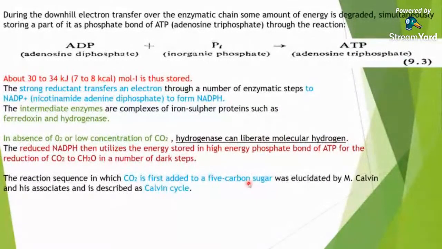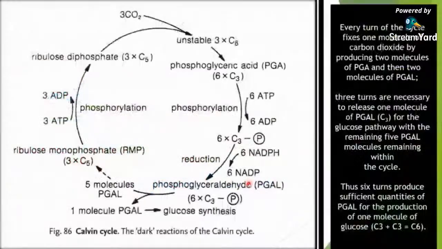Kelvin and his associates described this, and it is called the Kelvin cycle. Here we have seen the ribulose monophosphate combine with CO2 and form a 6-carbon unstable sugar, which then gets broken down into 6 molecules of C3, phosphoglyceric acid. That utilizes the ATP molecule and gets converted to diphosphoglyceric acid, which then undergoes reduction by utilizing the NADPH and is converted into phosphoglyceraldehyde.